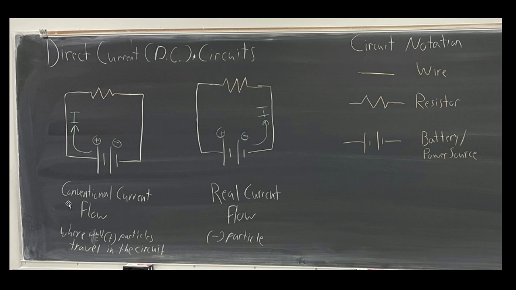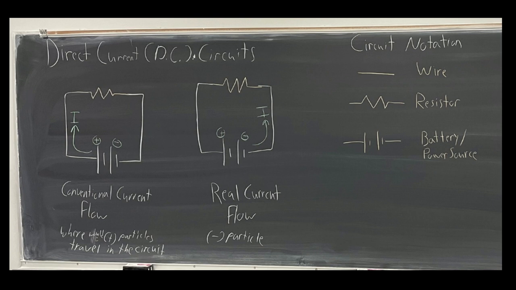Conventional current flow is where we look at current as flowing in the direction of a positive charge, leaving our voltage power supply and traveling in the circuit toward the negative terminal of our power supply. That conventional current flow is how we direct a lot of our calculations. In reality, the actual charge carrier in a circuit is an electron, a negative particle. So real current flow is where we treat current as going from the negative end to the positive end.